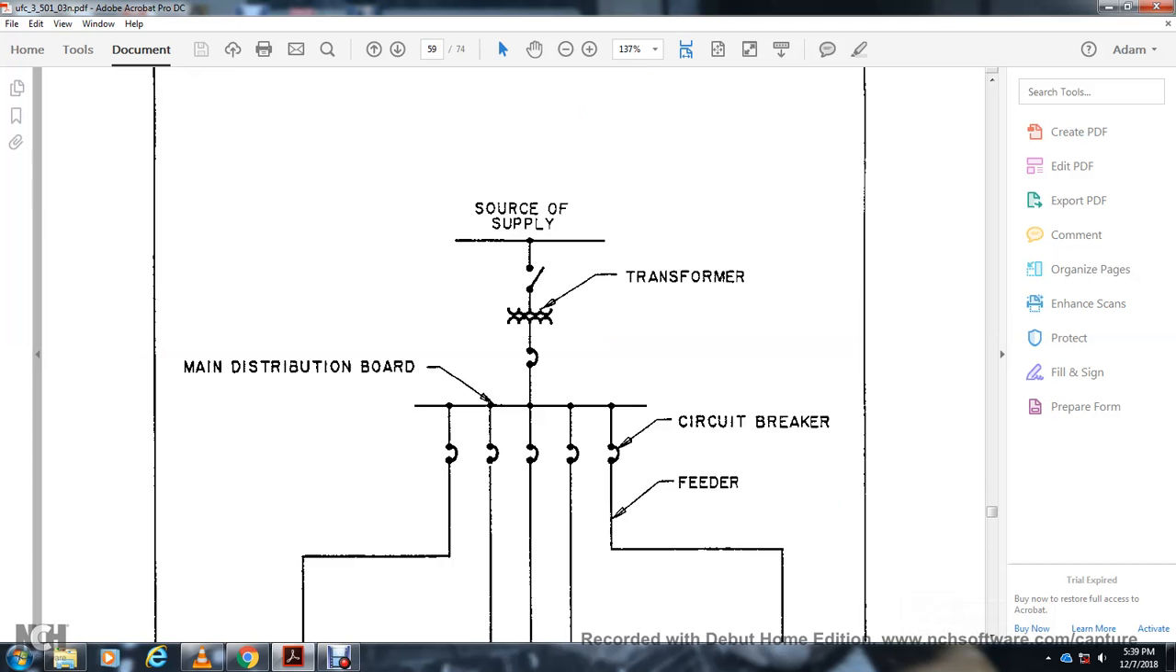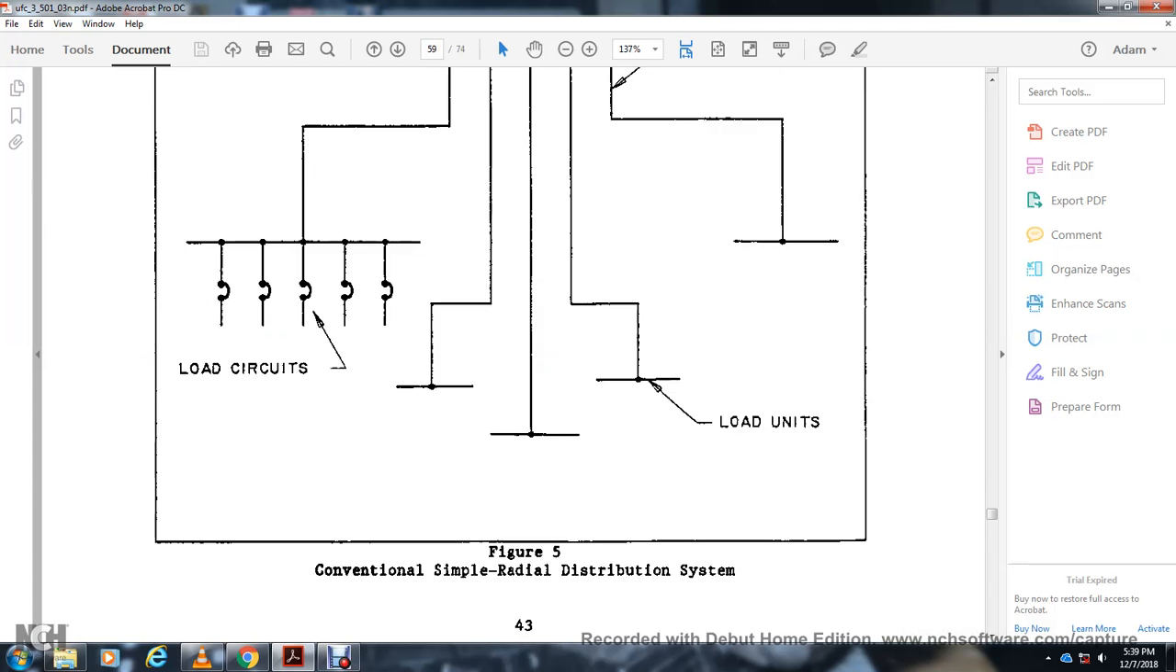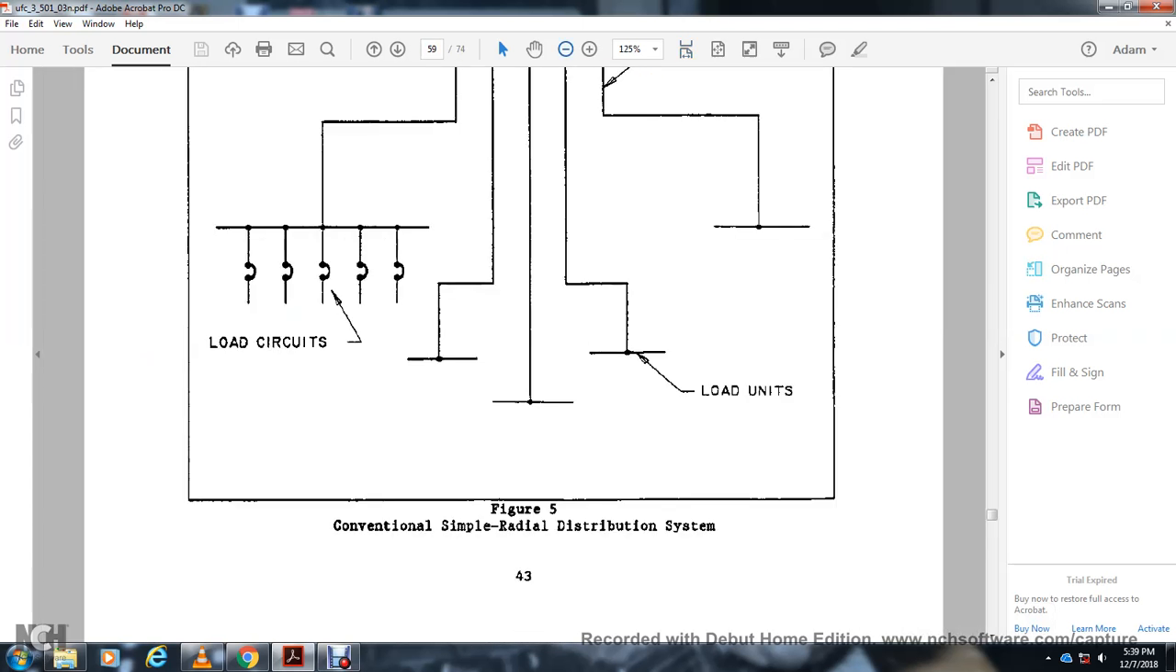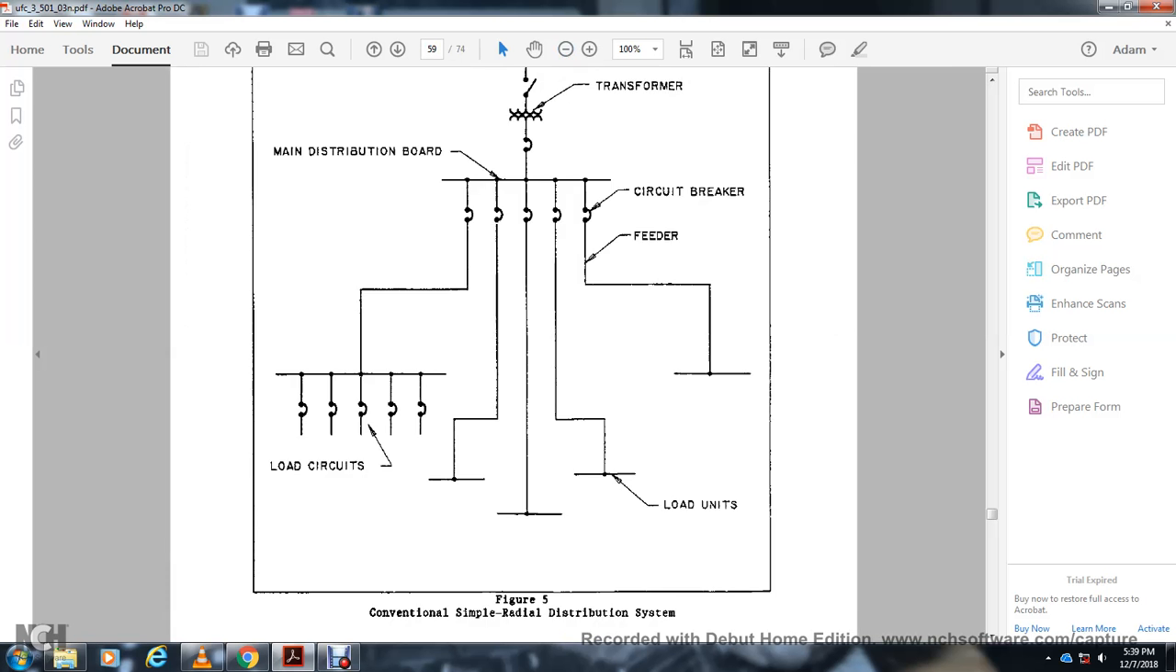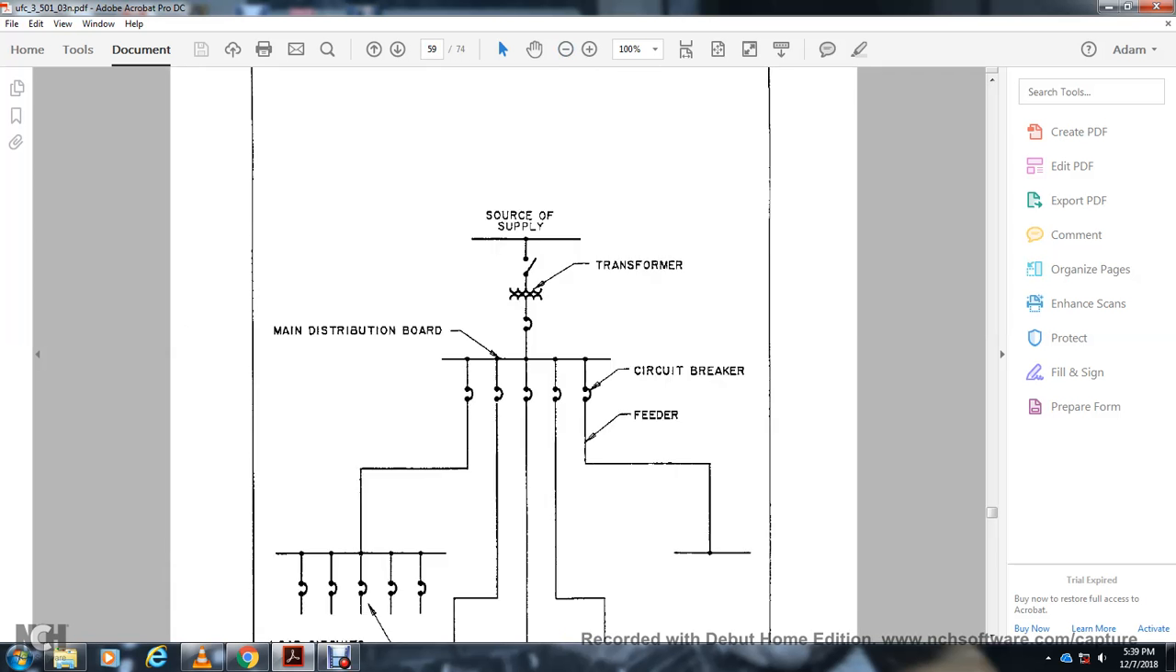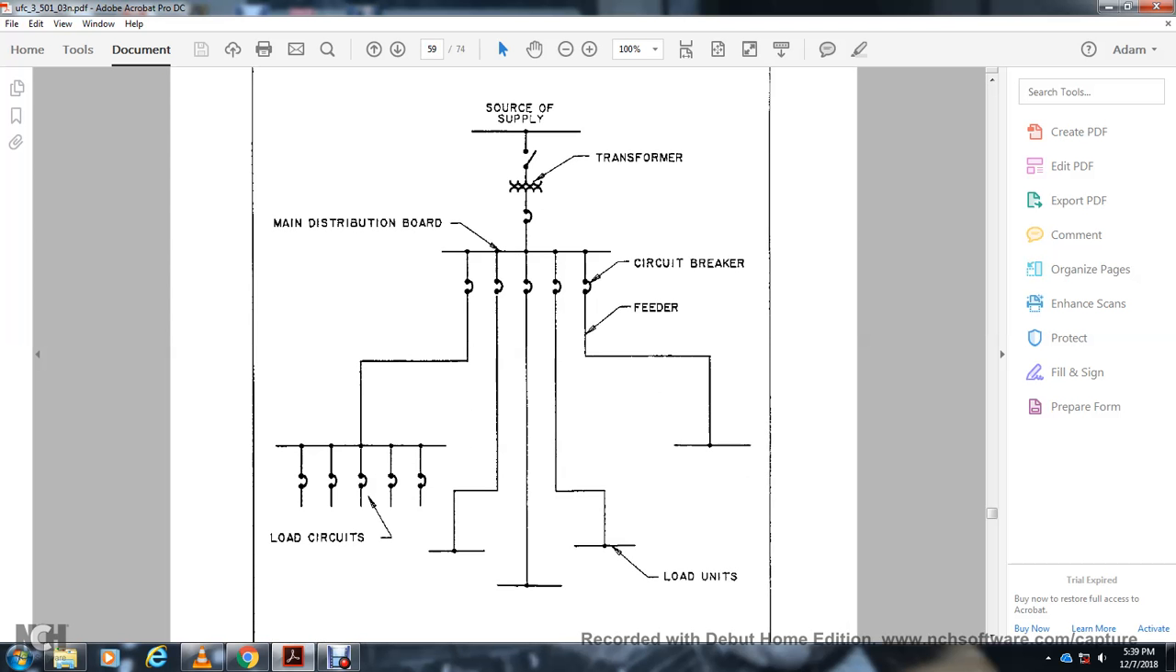Alright, this shows your conventional simple radial distribution system, figure 5: source of supply, the transformer, the main distribution board, circuit breaker, the feeders, your load circuits, and load units.